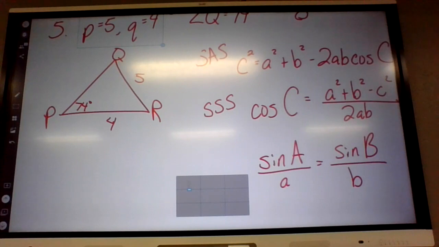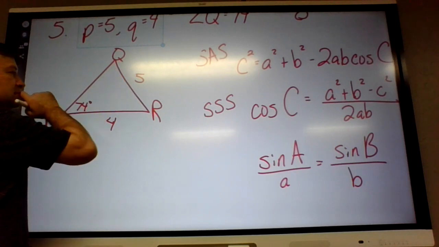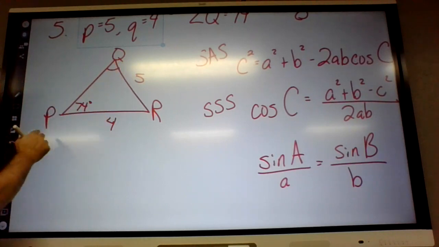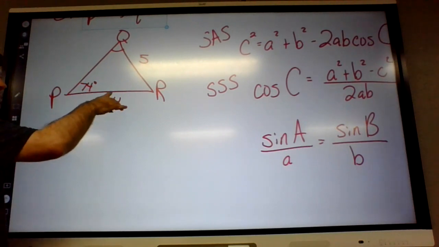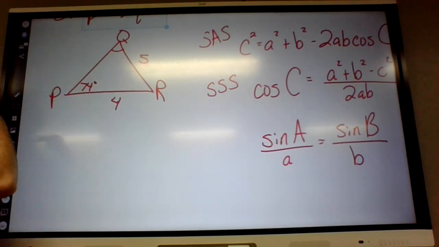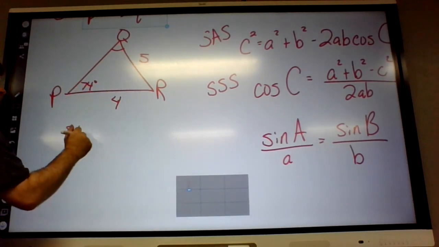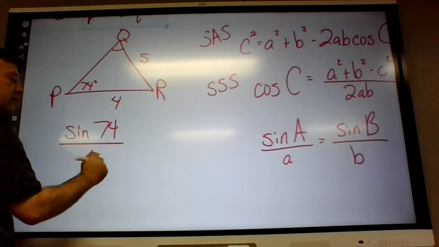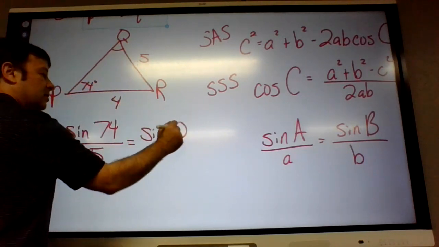Okay, so basically what you do is you start trying to solve the triangle. Let's start with this angle here. This is not side angle side, it's not side side side, it's side side angle. We can use law of cosines, or sorry, law of sines. So sine of 74 over 5 equals sine of Q over 4.